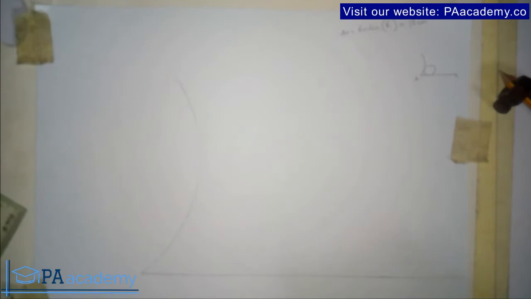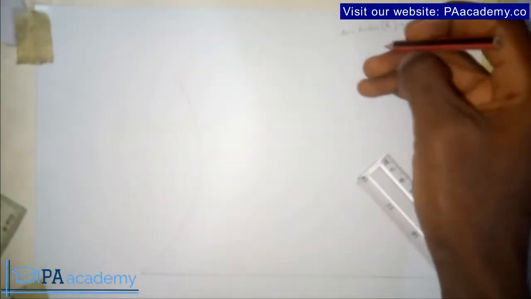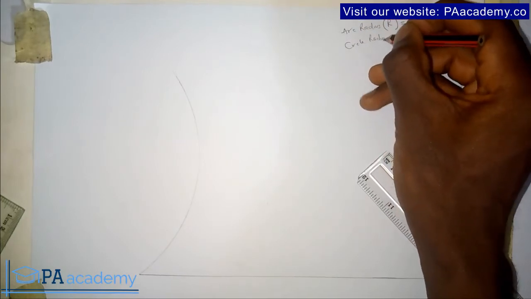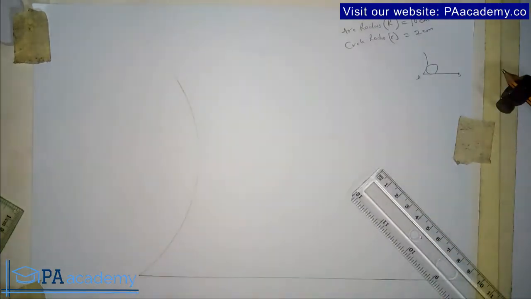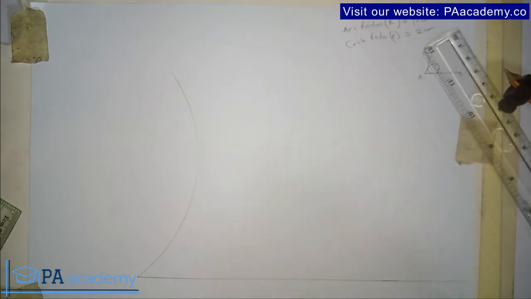Alright, so we already have our straight line. Now the circle we want to draw, let's draw a circle with a radius of 2 centimeter. Let me write it as circle radius. That will be small r. Let's give it 2 centimeter. Your units might be different, but the process is the same thing. Let me call this line A and then B.